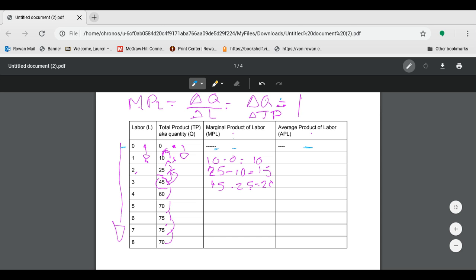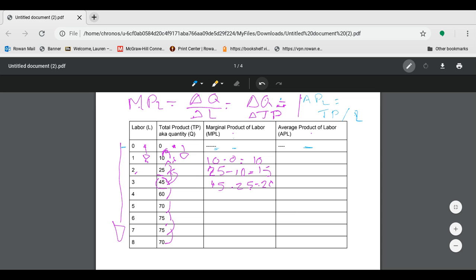So the average product of labor, this is kind of the output per worker. That is just equal to the total product over L. So no changes, no subtraction.